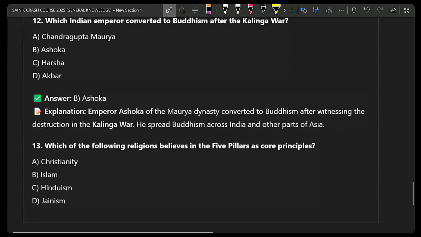Majority of the class gave the wrong answer for this. Six students said Jainism, wrong answer. Three students said Hinduism, wrong answer. And three students said Christianity, wrong answer. So only three students gave the correct answer. It is Islam. Islam is the correct answer.